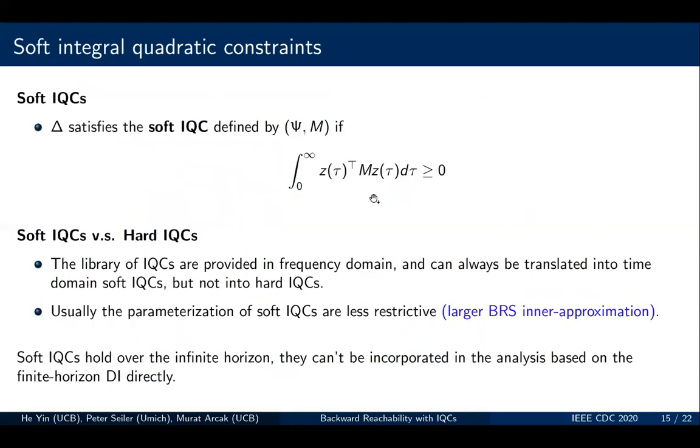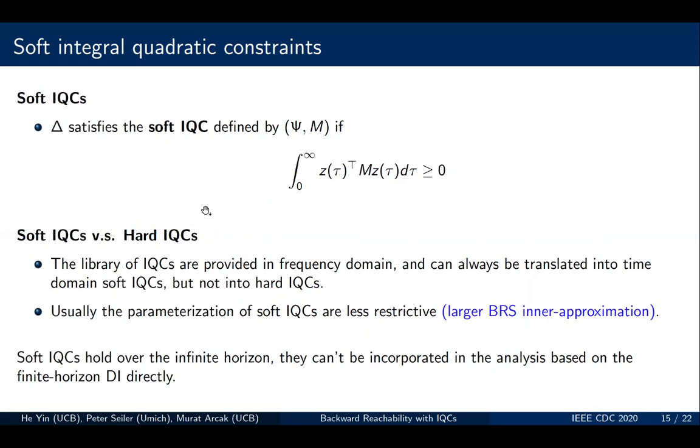Besides hard IQCs, we also incorporated soft IQCs in our method. Soft IQCs hold over the infinite time horizon. The reasons why we need soft IQCs are as follows. First, the library of IQCs is usually provided in the frequency domain and can always be translated into soft IQCs but not into hard IQCs. Secondly, usually the parameterization of the soft IQCs is less restrictive, which leads to a larger backward reachable set inner approximation.